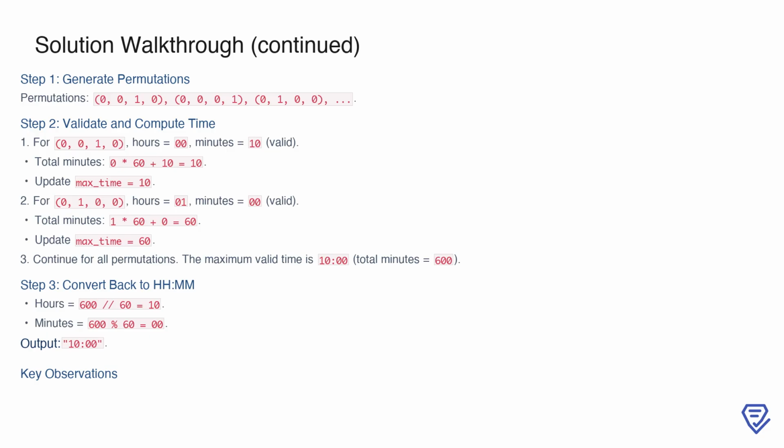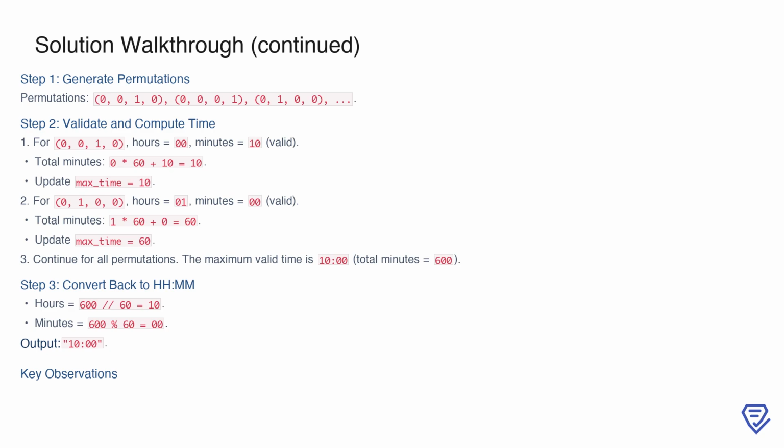Let's examine another example where the input array is 0, 0, 1, 0. By generating all permutations, we get combinations like 0, 0, 1, 0, 0, 0, 0, 1, 0, 1, 0, 0, and so on. For each permutation, we validate whether it forms a valid time. For instance, 0, 0, 1, 0 gives 0, 0 as the hour and 10 as the minutes, which is valid.